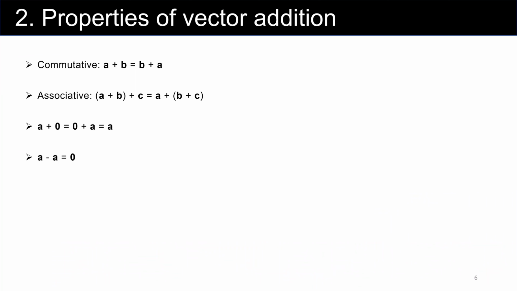All right, next. We want to talk about some properties of vector addition. The first property is it's commutative. What does that mean? It means if you change the location of them, it doesn't affect the result. Let's look at an example to make sure this makes better sense.